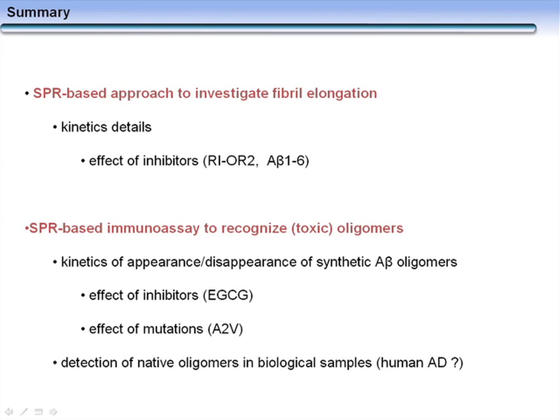Very recent data show that with an SPR-based immunoassay we can recognize toxic oligomers. We can dissect the kinetics of appearance and disappearance of these oligomers. We can look at the effect of inhibitors, and we can look at the effect of mutations. And we can also use this assay to detect native oligomers in biological samples. And we are now doing experiments to check for these species in human samples.